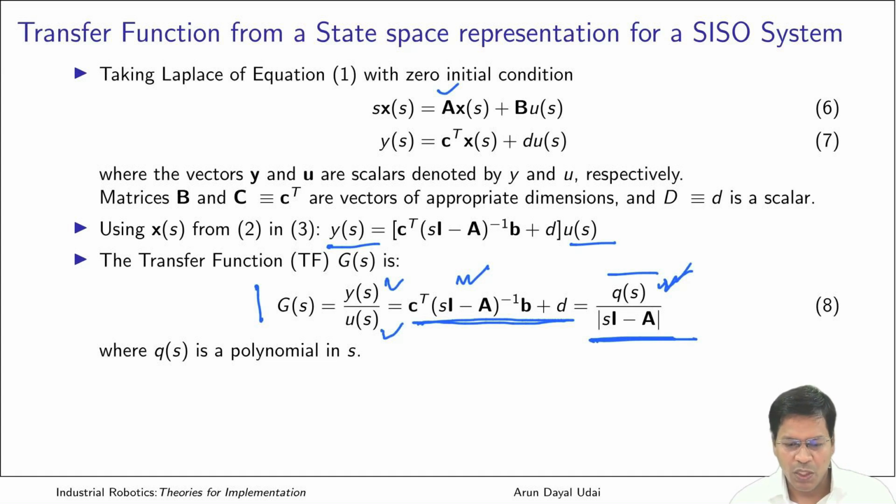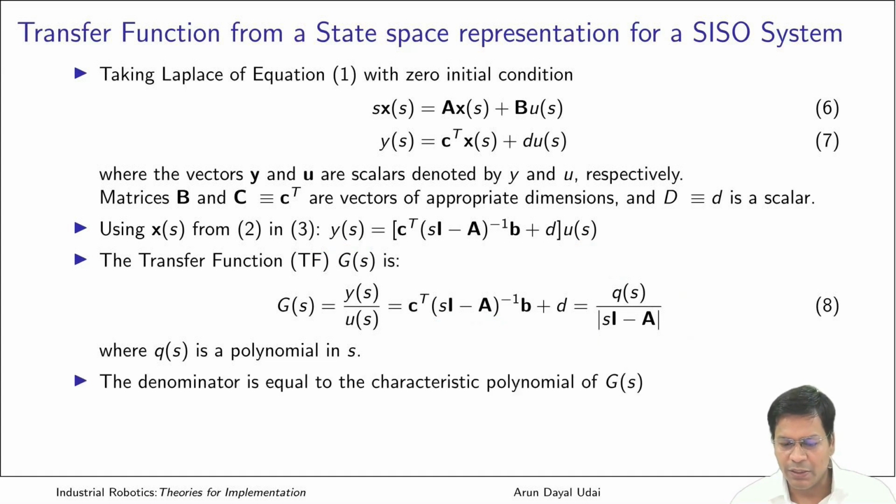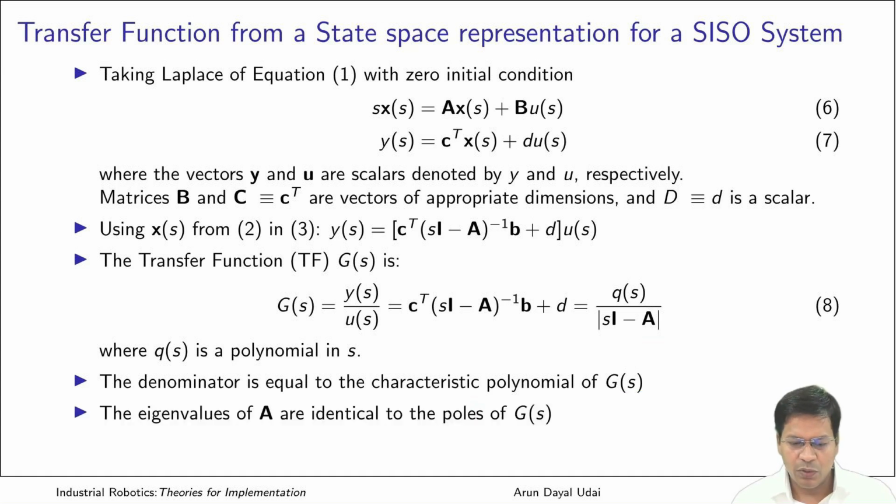Now the denominator is the characteristic polynomial of G(s). You already know that. The denominator of G(s) should give you the characteristic equation of this system. So the roots of this determinant should tell me the behavior of the system as well. So the eigenvalues of A are identical to the poles of G(s).